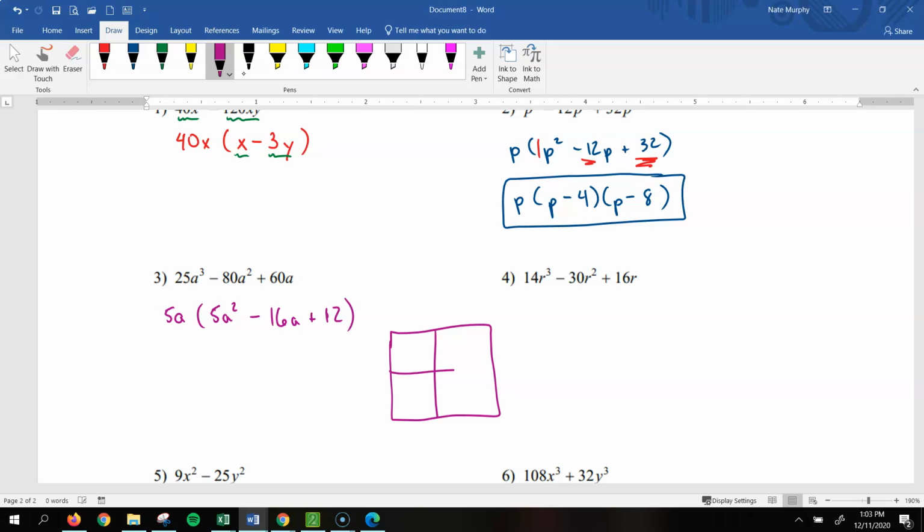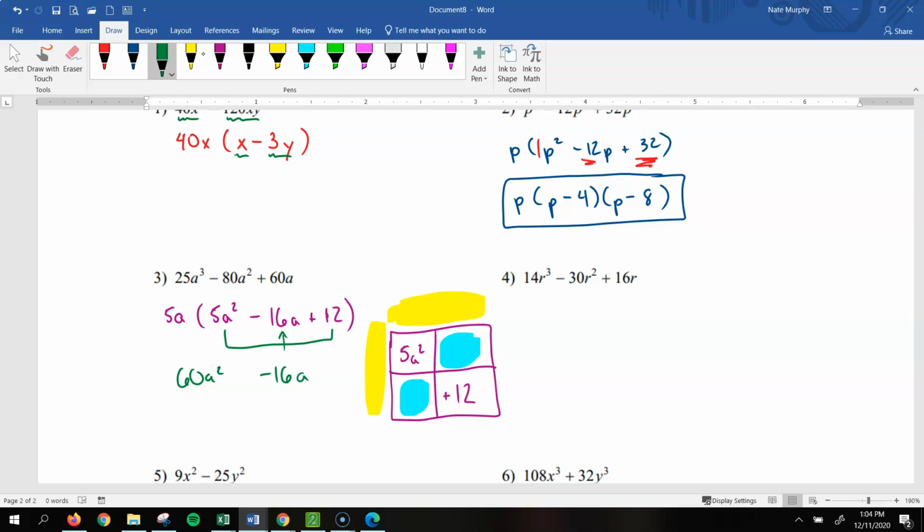Remember, what we're trying to do is figure out what factors would go on the outside here. The way that we set this up is we put that first term, 5a squared, in the top left corner. We put the last term, a positive 12, in the bottom right corner. Our goal is to figure out what goes in these two boxes. So we multiply together the 5a squared and 12, and we get 60a squared. We're trying to find two numbers that multiply together to be 60a squared and add together to be negative 16a.